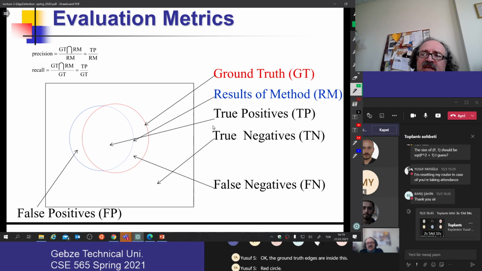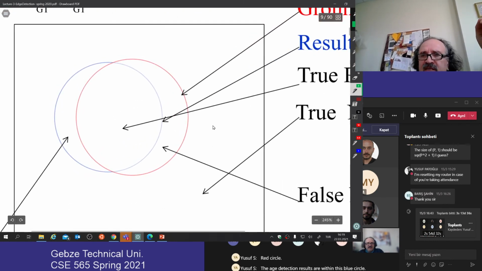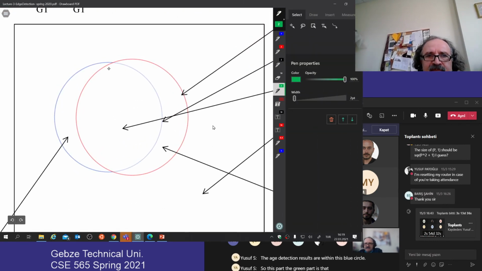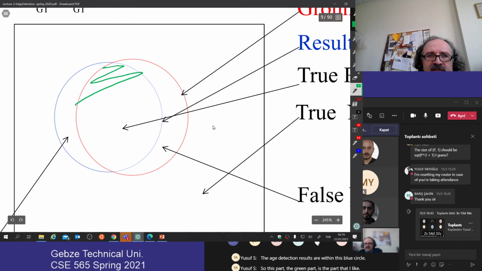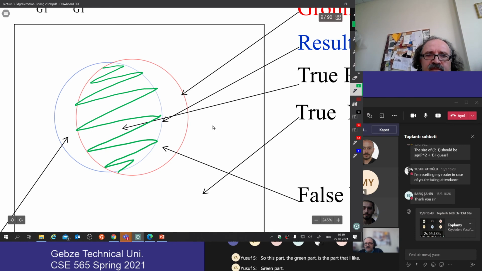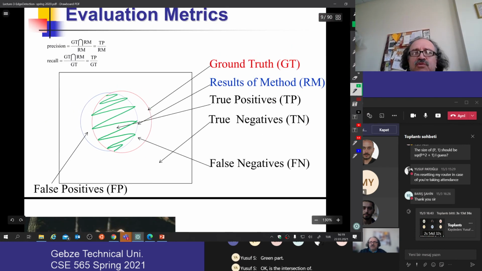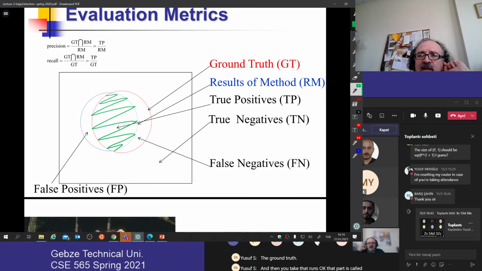The edge detection results are within this blue circle. So this part, the green part, is the part that I like. The green part is the intersection of the ground truth and the detected ones. That part is called true positives. I like true positives.